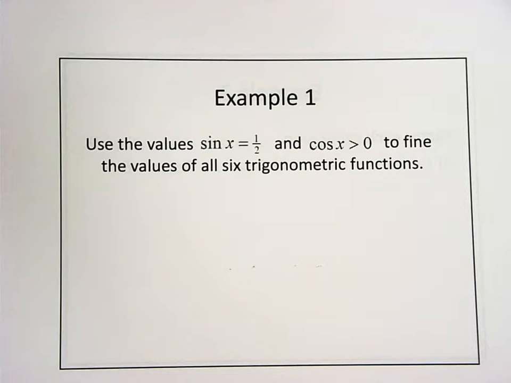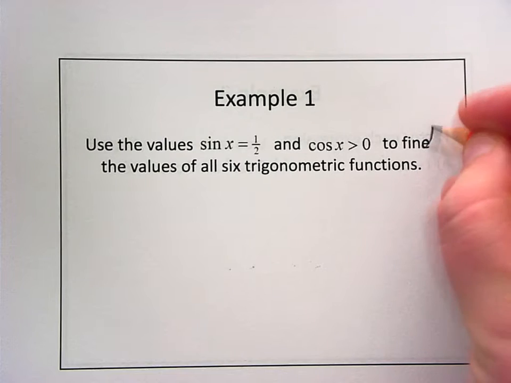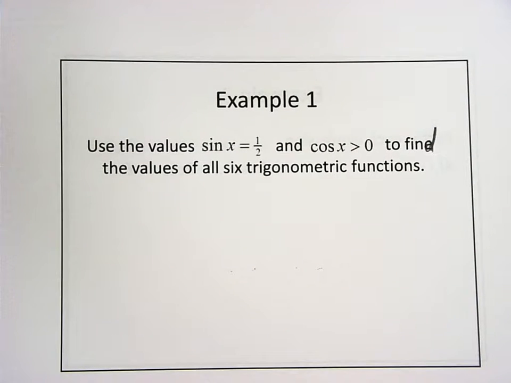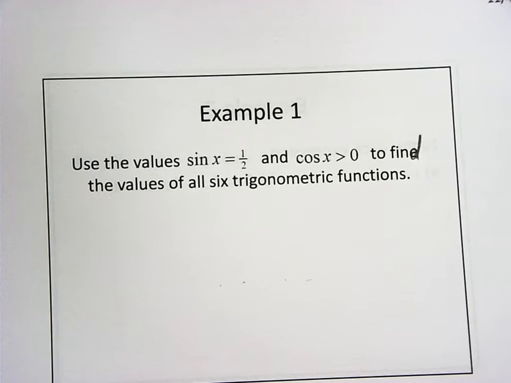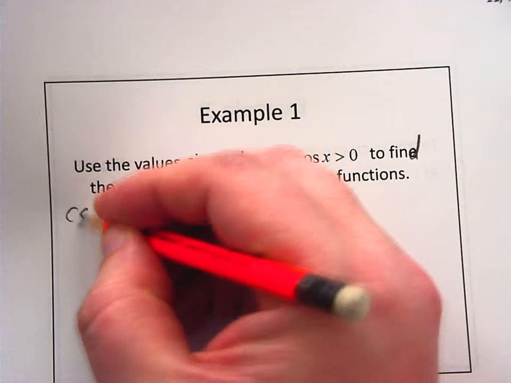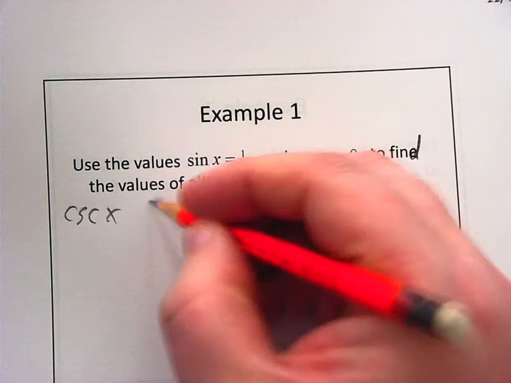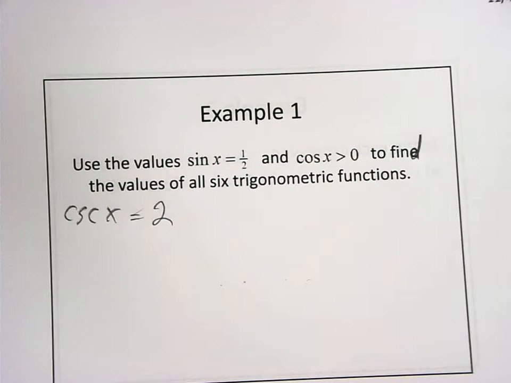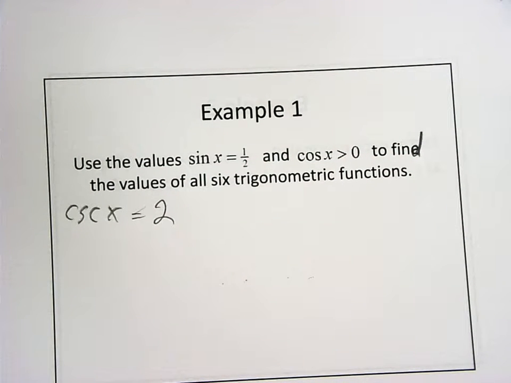For this kind, use the values sine x equals 1/2, and the fact that cosine of x must be greater than 0, to find the values of all 6 trig functions. Okay? Well, they already give me sine. What's an easy one to find once you have sine? Cosecant is probably the easiest because all you do is flip it over. So this is just going to be 2. Since sine is positive, that's also positive.